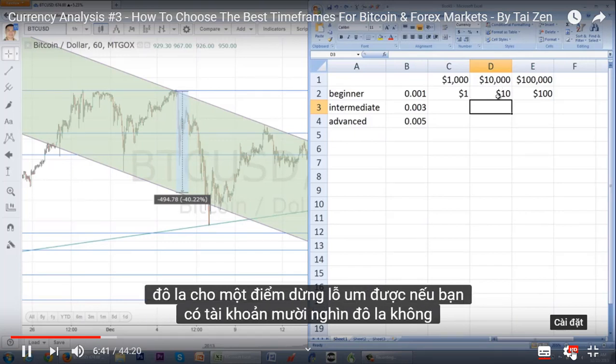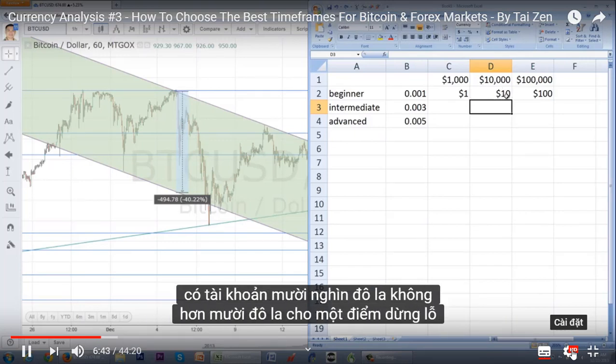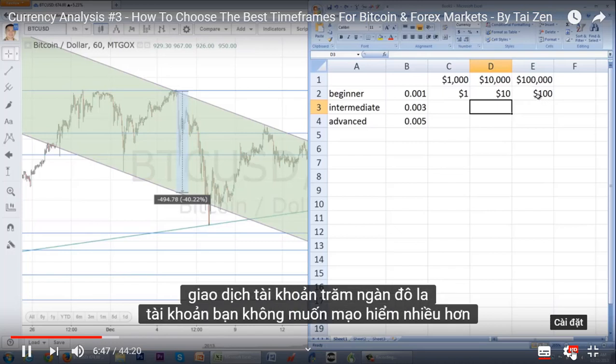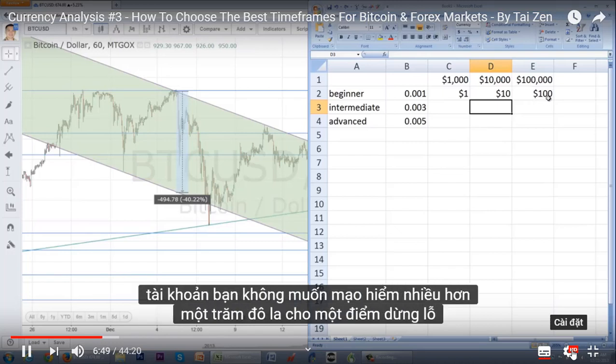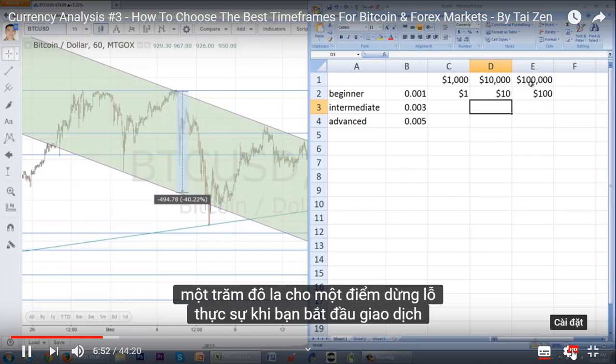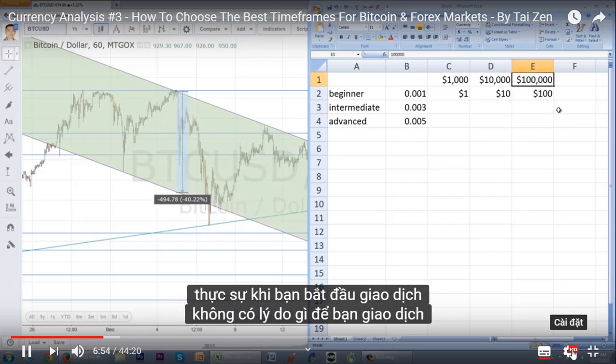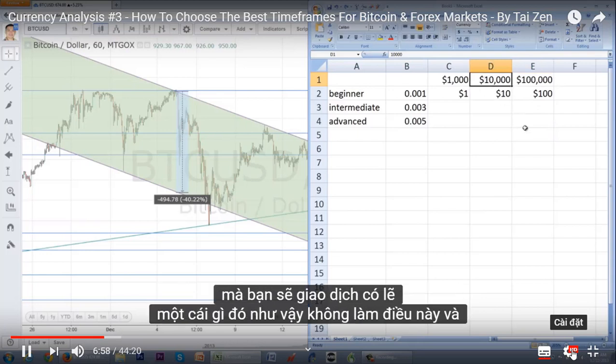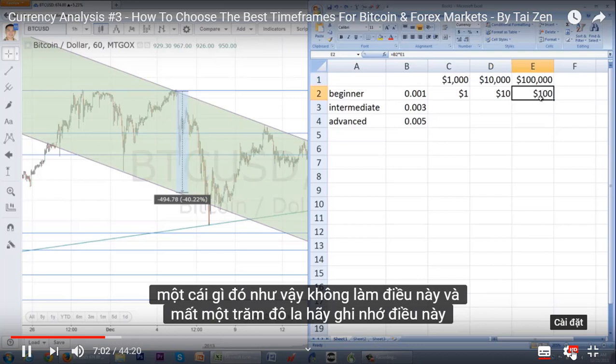If you have a $10,000 account, no more than $10 for a stop loss. A $100,000 trading account, you don't want to risk more than $100 on a stop loss. Actually, when you're a beginning trader, there's no reason for you to be trading this size account anyway. The most that you would trade is probably something like that. So don't do this and lose $100.